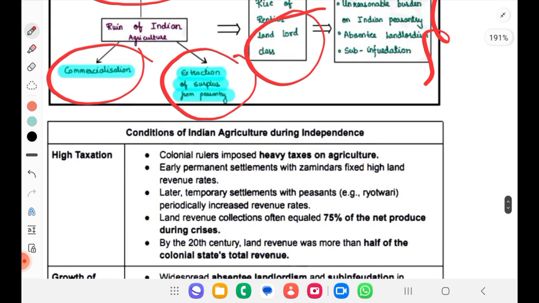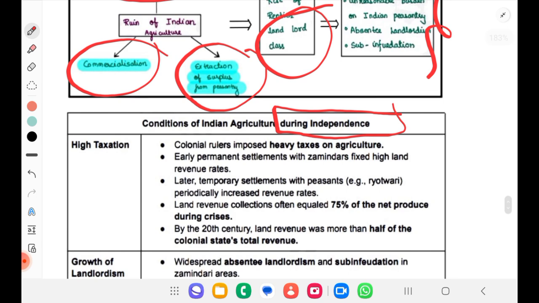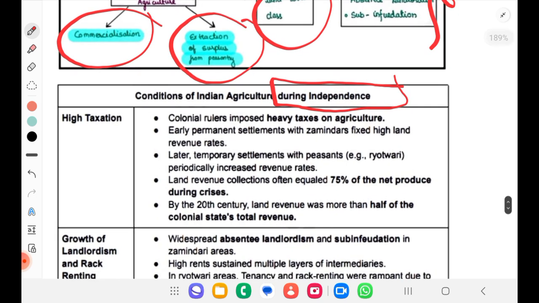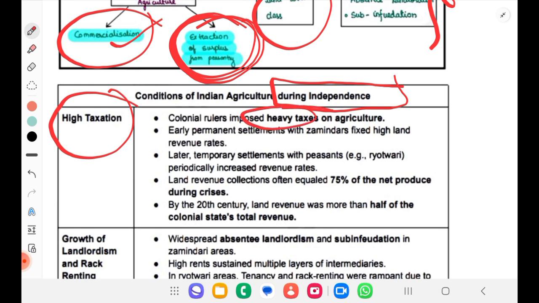So now we'll see conditions of Indian agriculture during the independence. During independence, how was our agriculture? So there was high taxation. Already I told it was commercialized and more extraction from peasantry because of colonization. So high taxation, colonial rulers imposed heavy taxes on agriculture. Early permanent settlements with zamindars fixed high land revenue rates. Later temporary settlements with peasants, Raitwari system, periodically increased the revenue rates.